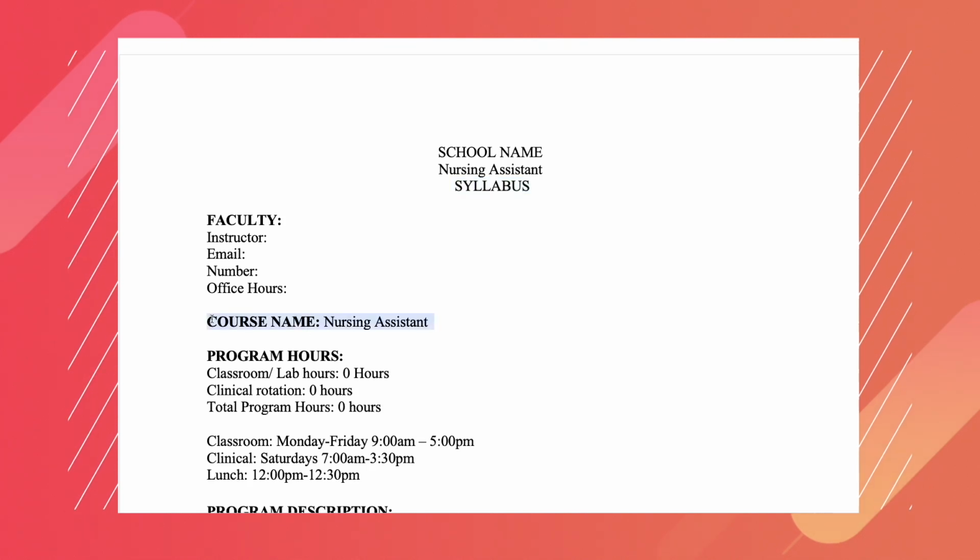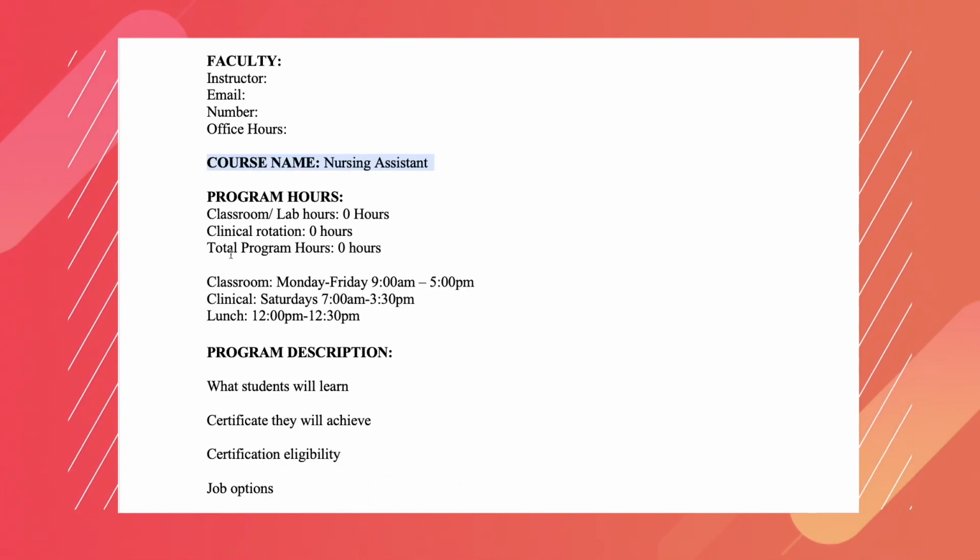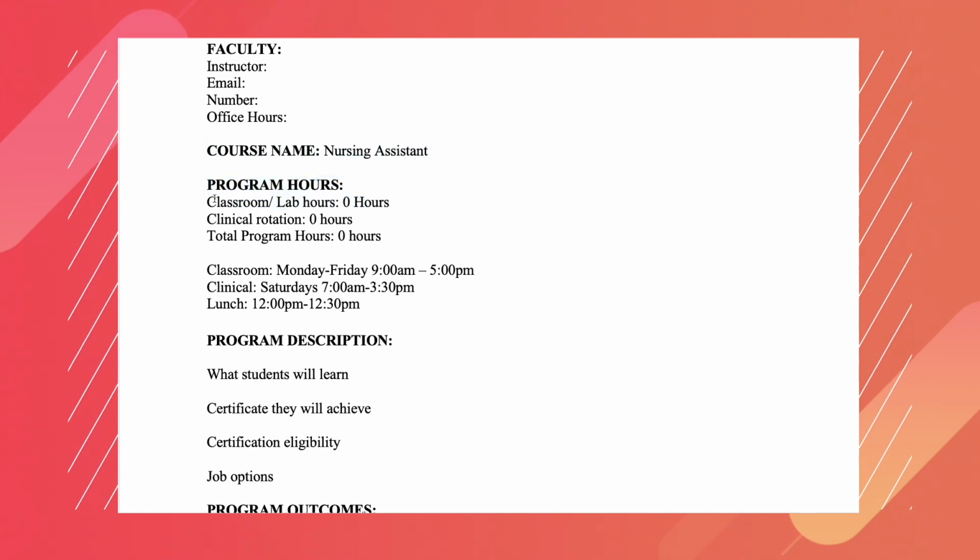Next, we have the course name. So with your program hours, this lets the student know how many hours of this course will be dedicated to classroom, how many will be dedicated to clinical, and then finally, what are the total hours for the course.